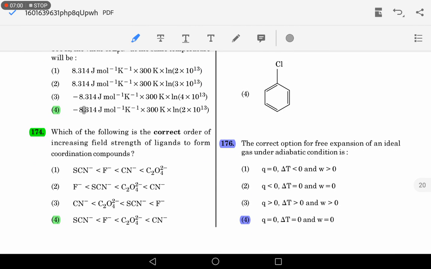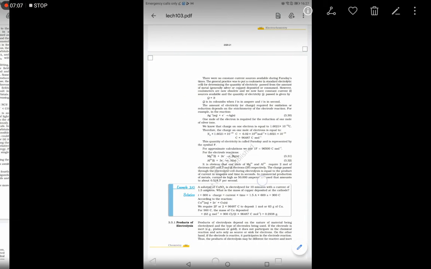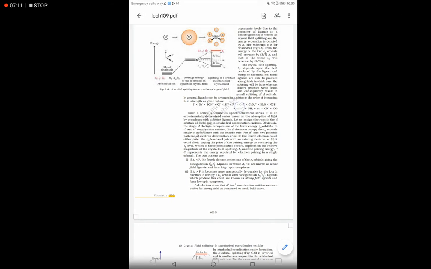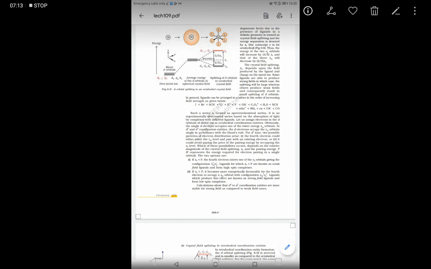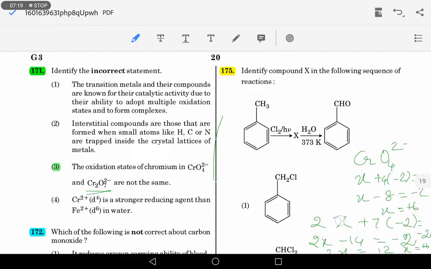Which of the following is the correct order of increasing field strength of ligands to form coordination compounds? It's a memory based question. A direct answer is also provided in NCERT, so I would advise you to remember this spectrochemical series. So next question.